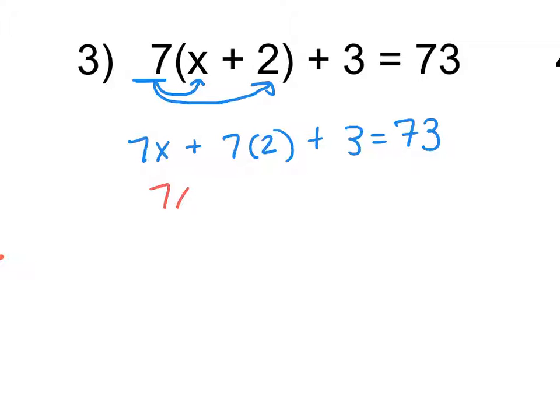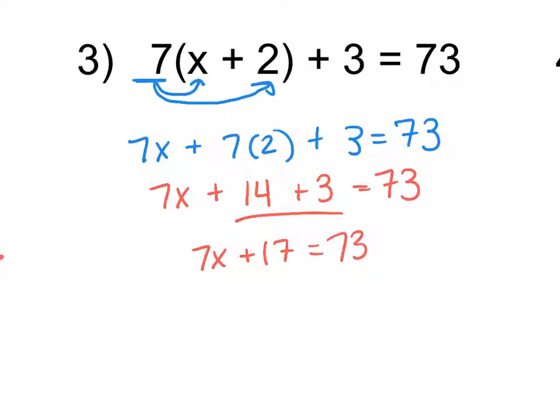My next line, my 7x stays. Plus 7 times 2 is 14. Plus 3 equals 73. Now I'm going to combine like terms. I'm going to combine my 14 plus 3. So I have 7x plus 17 equals 73. Now I'm to my two-step equation.